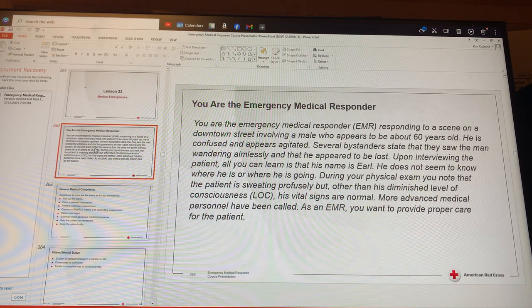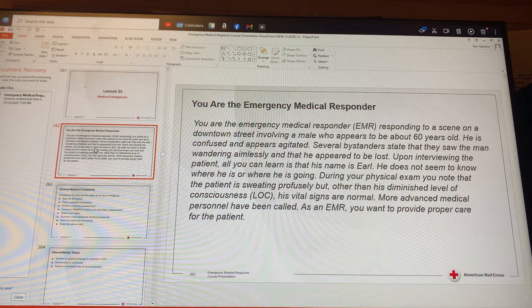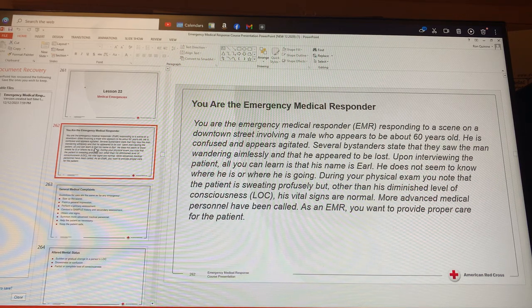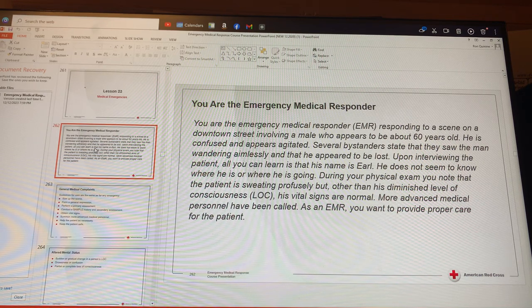During your physical exam, you note that the patient is sweating profusely, but other than his diminished level of consciousness, his vital signs are normal. More advanced medical personnel have been called. As an EMR, you want to provide proper care for the patient, okay? So this is a scenario that we're going to discuss in person when we're doing our skill demonstrations.